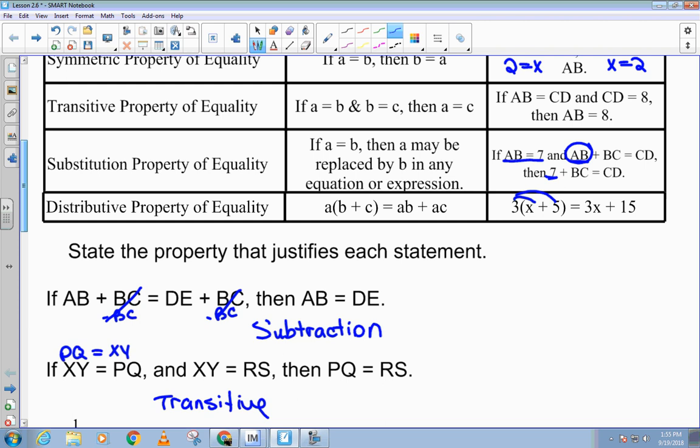Usually the transitive works with more like groups of things that are being grouped together. Your substitution, like if I said x equals 2 and y plus x equals 6, I can say y plus 2 equals 6. That's substitution. Does that help? Okay. Alright.